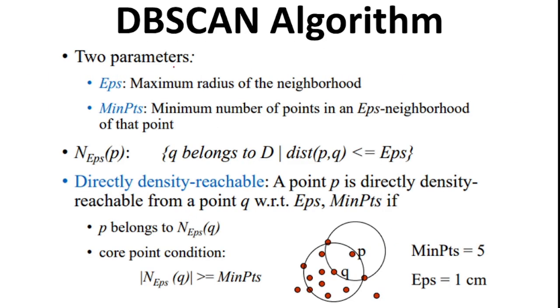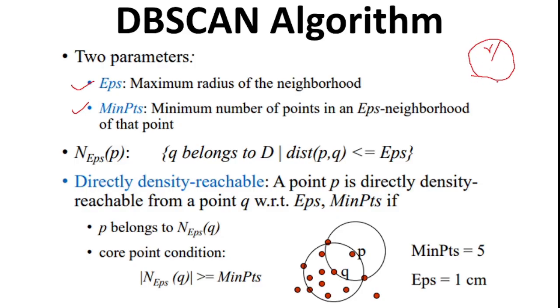In DBSCAN, you need to focus on two parameters. One is epsilon, and another one is minimum points. With epsilon, you have the maximum radius of the neighborhood. That means you are going to draw a circle with a radius of r, and that r is nothing but epsilon.